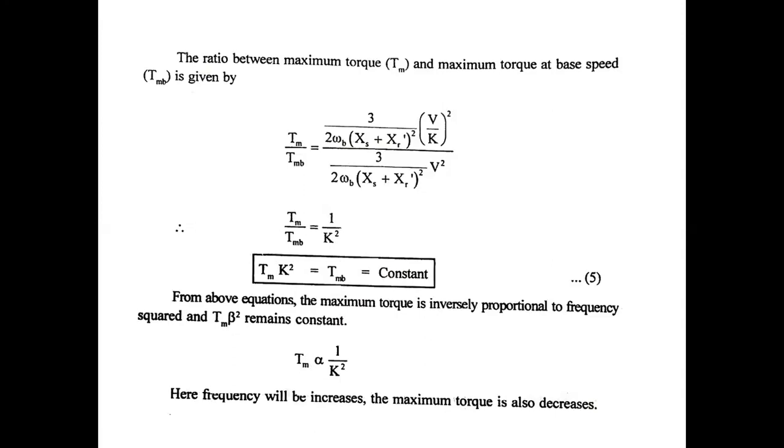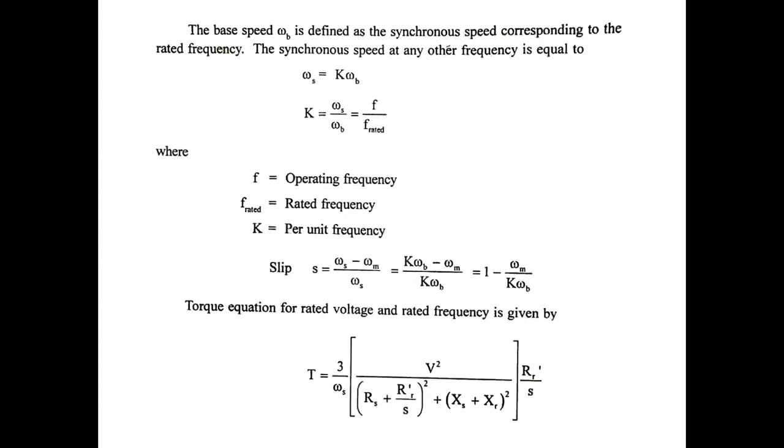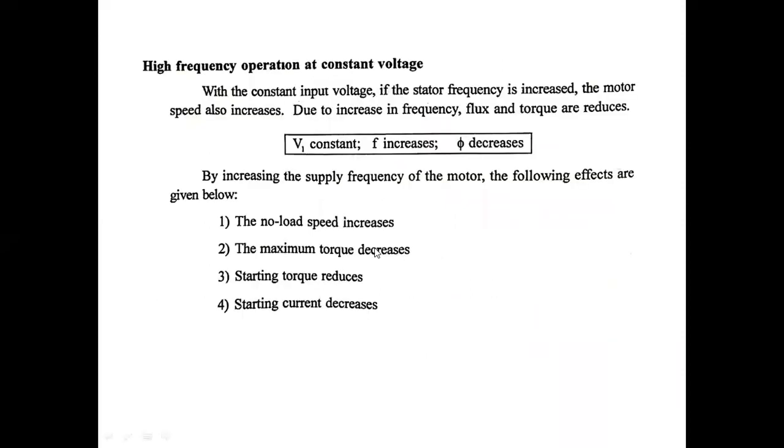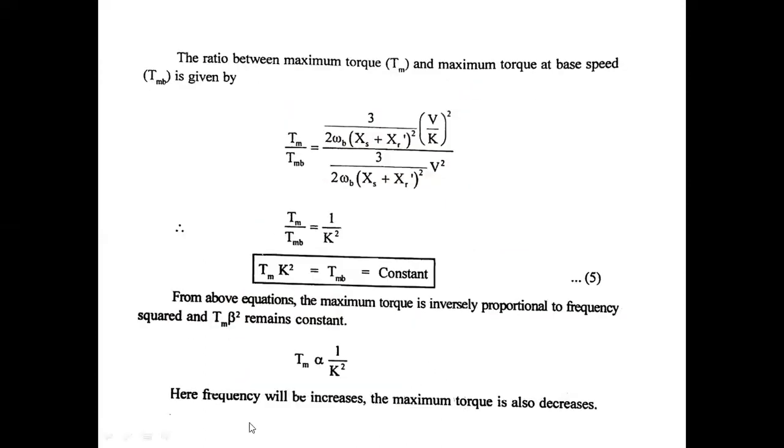Here if your frequency increases, the maximum torque also decreases. That we have already seen. If you increase the frequency here, the maximum torque is decreasing. That is shown by this equation. Similarly the starting torque and the starting current will also behave the same way. Here we can conclude that if you increase the frequency, the maximum torque will fall down.